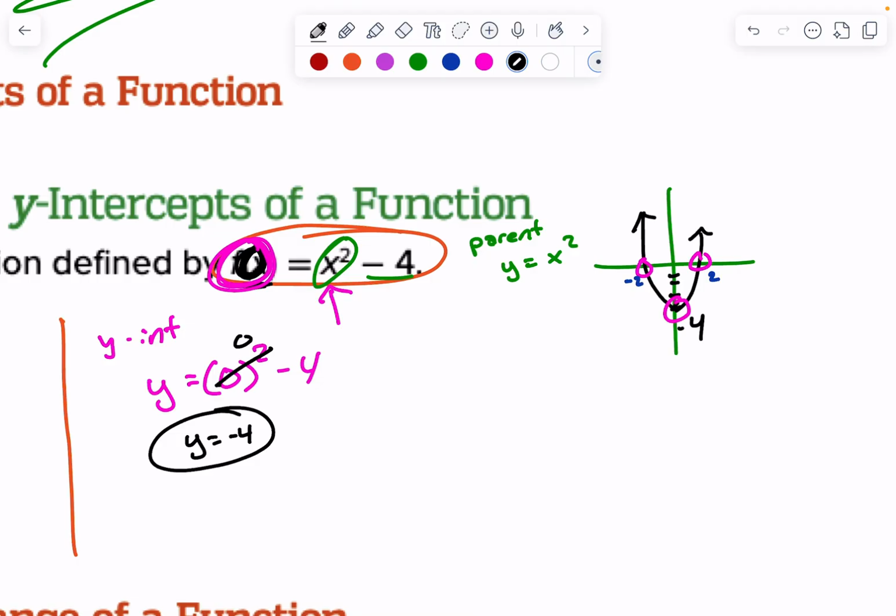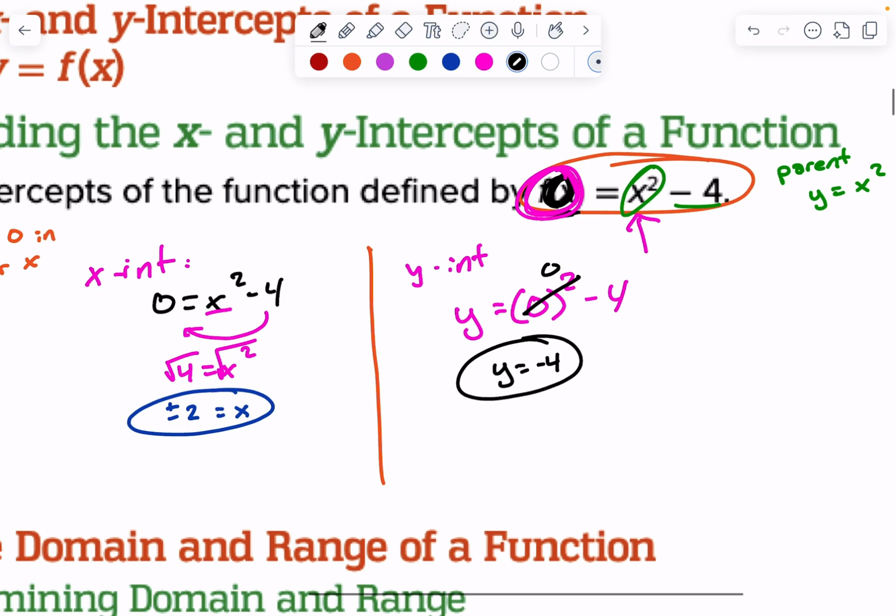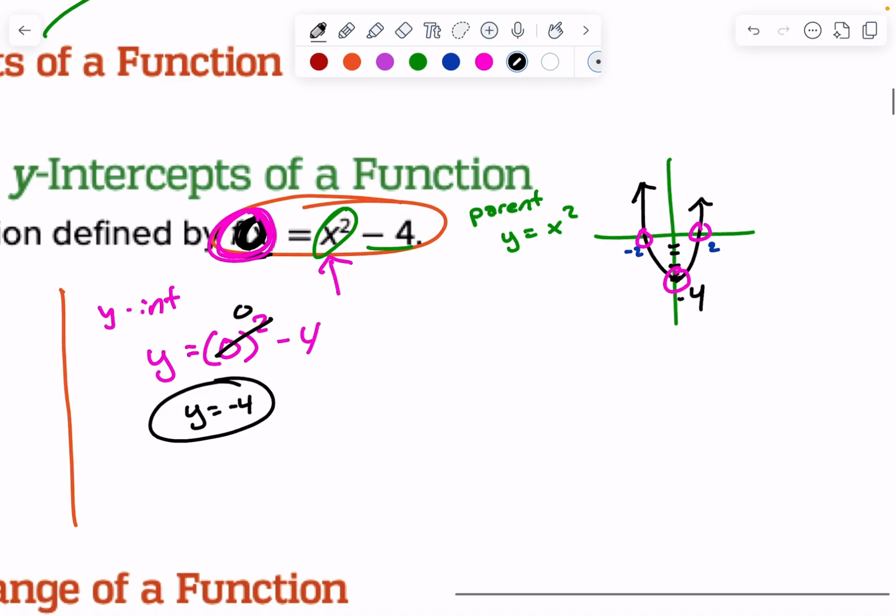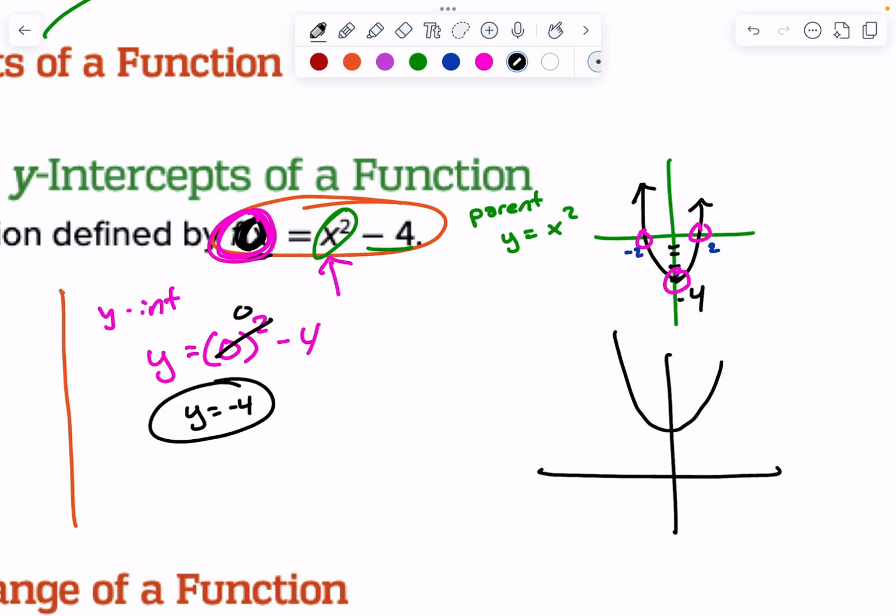Now, you will not always have 2 x-intercepts. You may only have 1, you may not have any, right? If this parabola is up here at the top, we won't have any. And that's kind of what we're looking for when we do the quadratic formula. We're trying to find where those x-intercepts are, right? We're trying to find where it crosses.